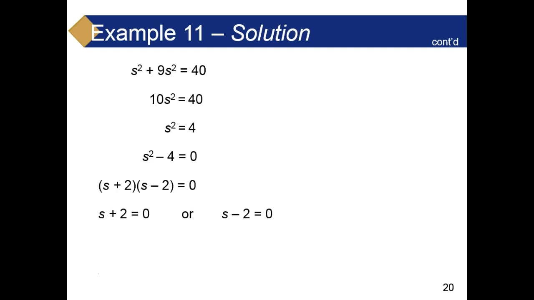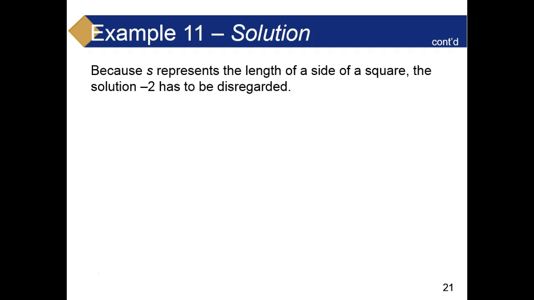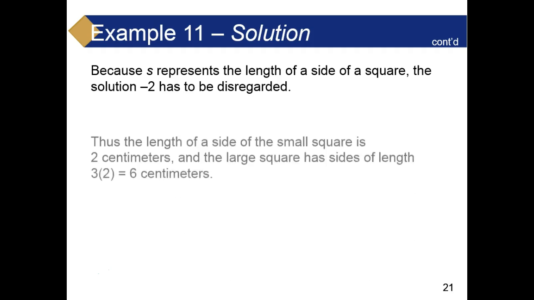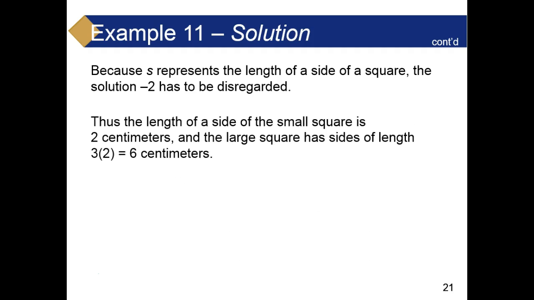That would give you either S plus 2 equals 0 or S minus 2 equals 0, so S equals minus 2, or S equals plus 2. Now, because S represents the length of the side of a square, the solution -2 makes no sense. You can't have squares with negative length, okay? So you disregard it, just pretend it's not there. Your answer is S equals 2 centimeters, okay?